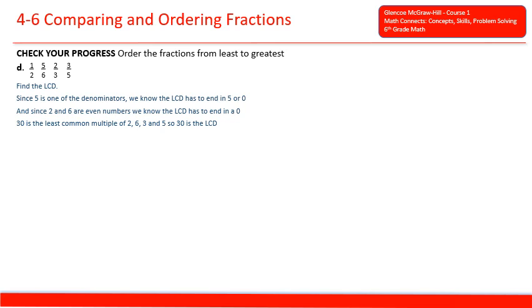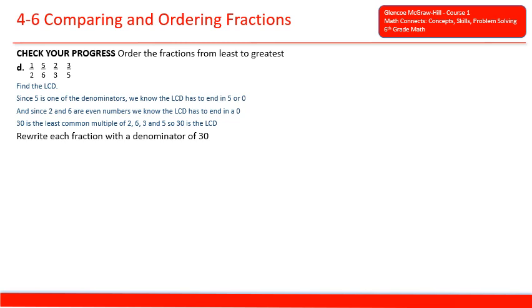So we could have gone, okay, is 10? No, because 6 won't go into 10. 3 won't go into 10. Is 20? No, because 6 and 3 won't go into 20. So 30, yeah, 2 will go into 30. 6 will go into 30 5 times. 3 will go into 30 10 times. So we know that's the lowest common denominator.